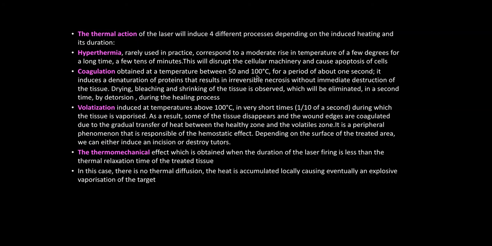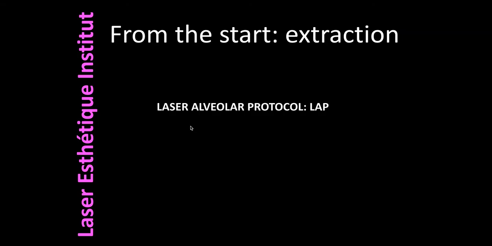The second effect is the coagulation, which is obtained between 50 and 100 degrees. You can see and think now that when we talk about coagulation, it's not one temperature which is obtained. For example, in the socket for the clot, you can make different kinds of coagulations. Volatilization is induced above 100 degrees. This is how an erbium laser works. So you see, when we talk about thermal effects, we can have differences.